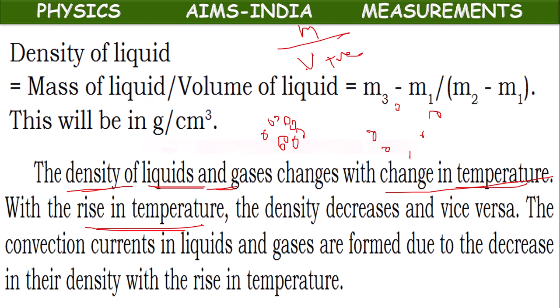So if volume will increase, this ratio value will decrease. This ratio is the value of density. Okay, so density will decrease, and vice versa. If there is a fall of temperature, density will increase.